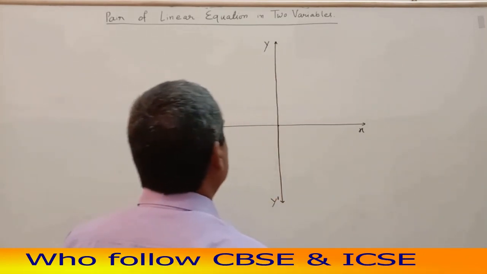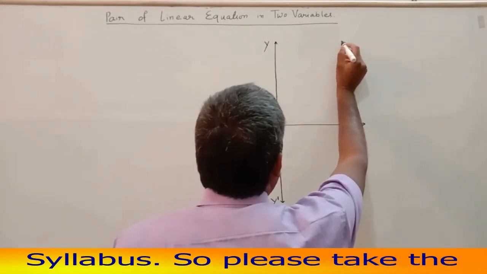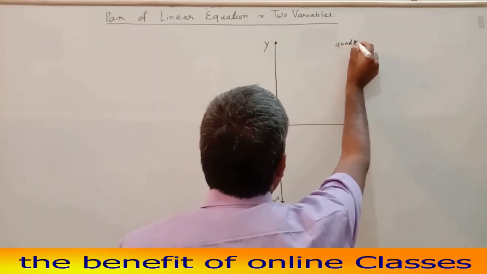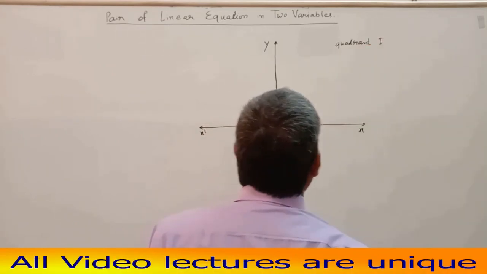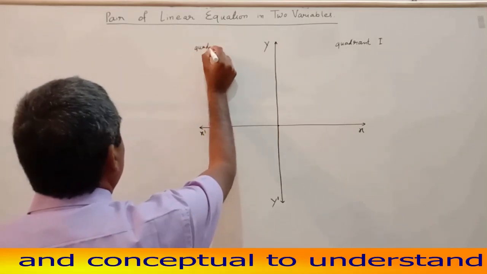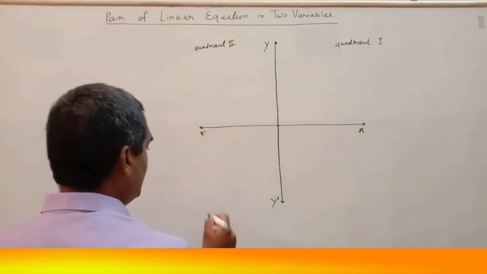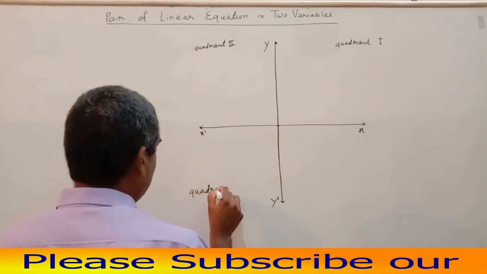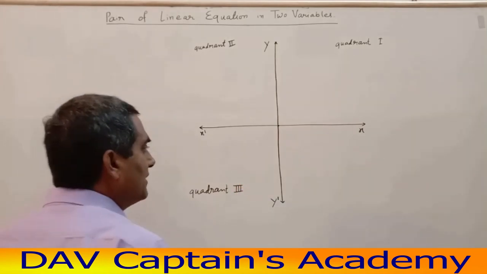So we have four parts. The first part is called quadrant 1. This is quadrant 2. This is quadrant 3. And this is quadrant 4.